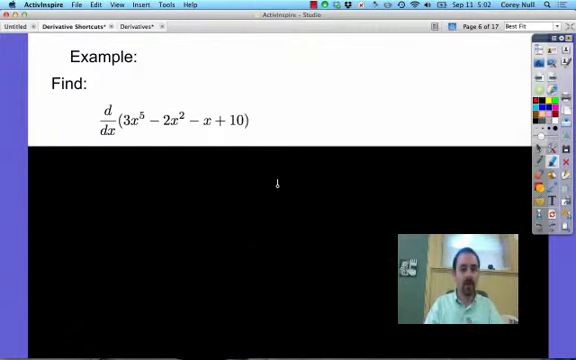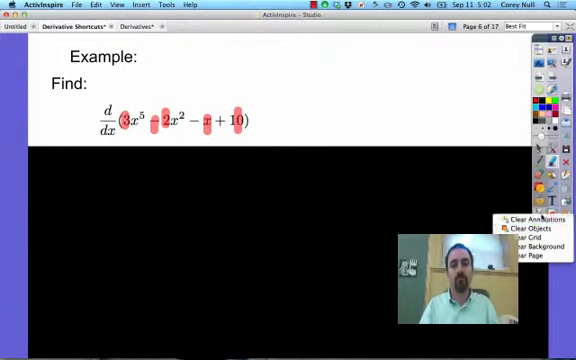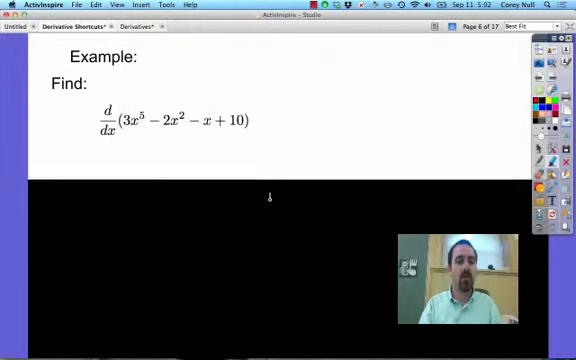All right, let's do an example here and show you how these things apply. Taking derivatives of polynomials is really easy. Here's how it works. We have a coefficient and something we know how to take a derivative of, minus a coefficient times something we know how to take a derivative of, minus something we know how to take a derivative of, plus something we know how to take a derivative of. All right, let's see how this is going to work.